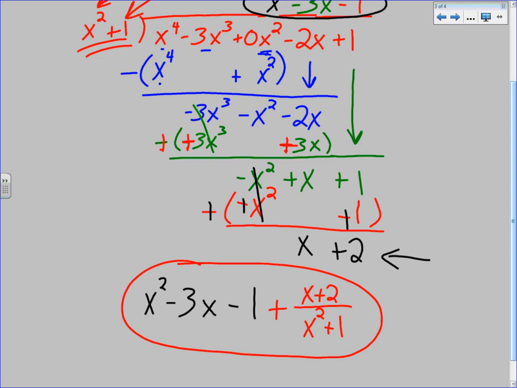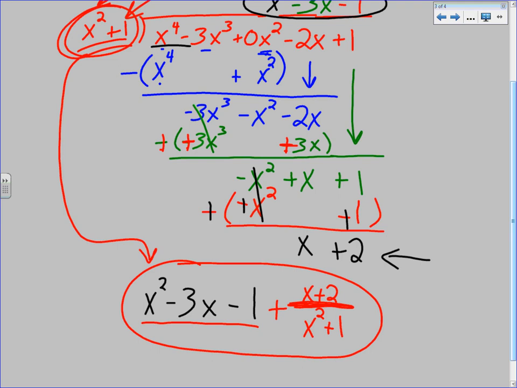And essentially what you're doing is if you take x squared, multiply it by x squared minus 3x minus 1, and then you add x plus 2 to it, you will be getting x to the 4th minus 3x cubed minus 2x plus 1. That's what you get.